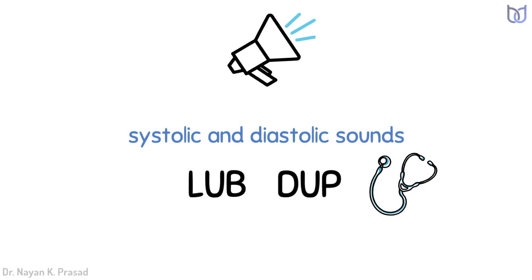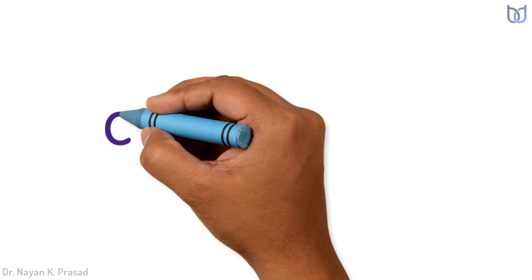The lub or the first sound is also called systolic sound because it is produced when the ventricles contract, and at this time the closing of bicuspid and tricuspid valves occurs. The dub or the second sound is also called diastolic sound as it is produced during the diastolic phase of the ventricles, when the semilunar valves present at the base of aorta get closed.